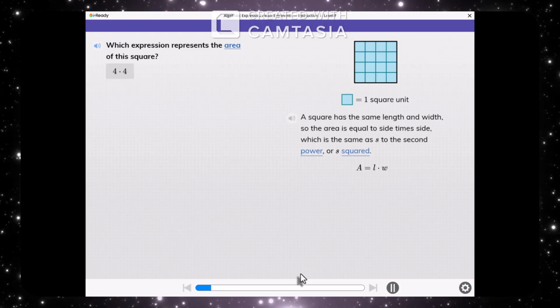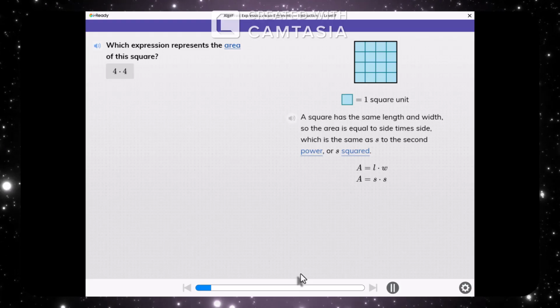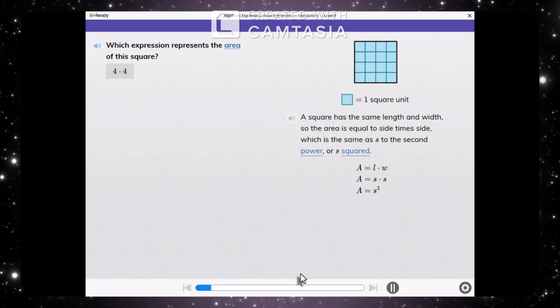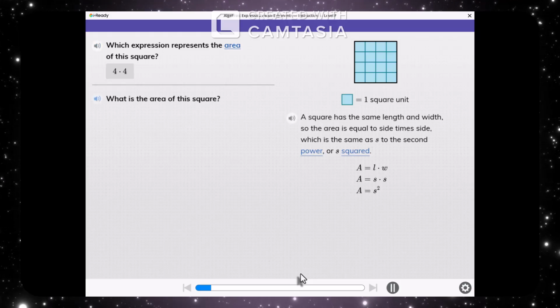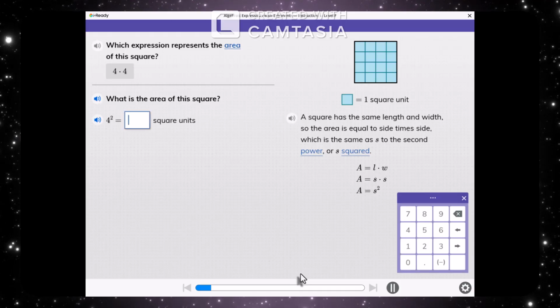A square has the same length and width, so the area is equal to side times side, which is the same as s to the second power, or s squared. What is the area of this square? This is a random fact.